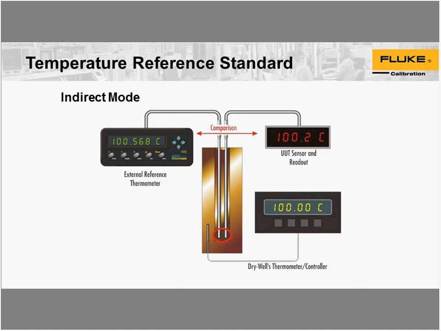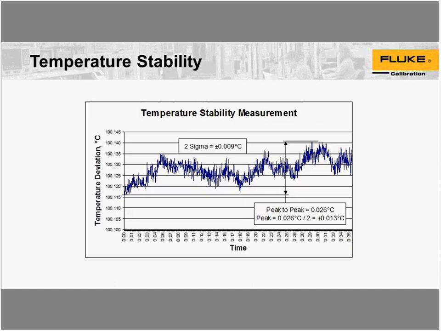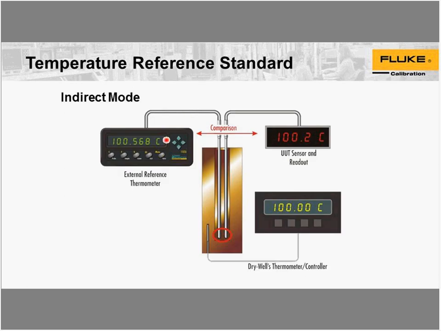The other method is the indirect mode. The difference is that instead of comparing against the sensor and the controller readout, we'll use an external reference thermometer, so we're comparing right inside the well. In dry wells there is a removable insert, and the issues we may have with thermal separation between the insert and the thermometers we're testing are improved by not having this air gap around the temperature sensors and around the block there.